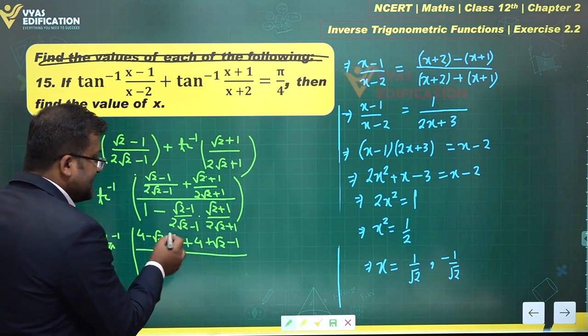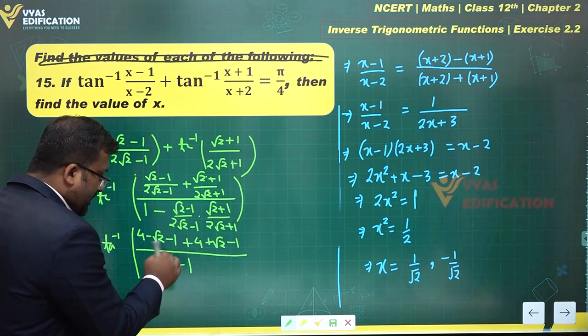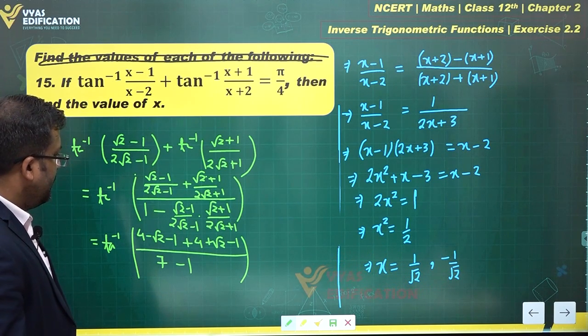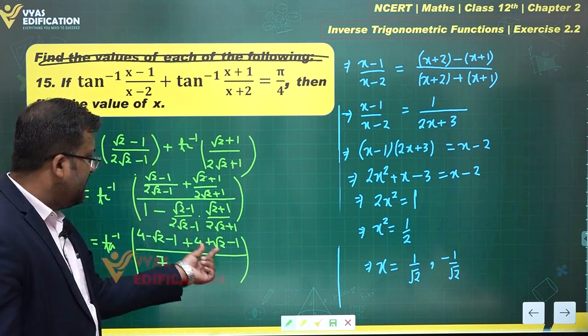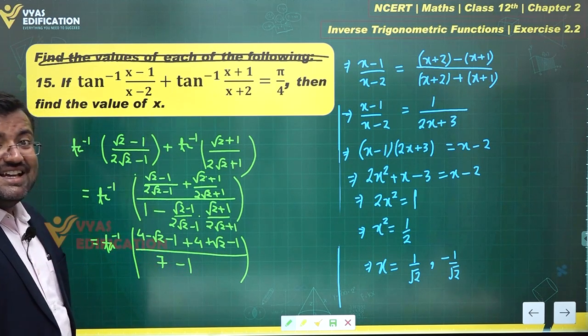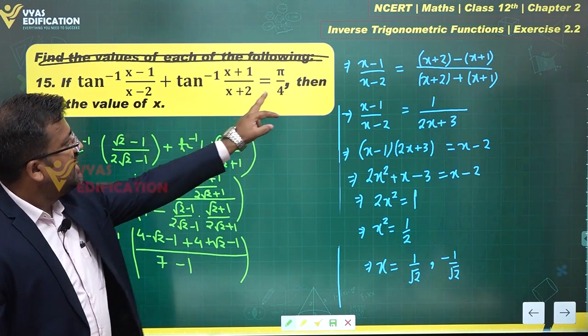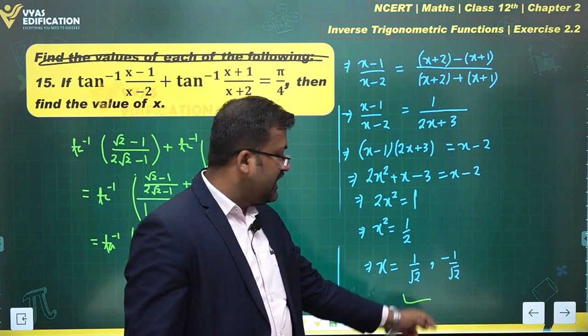Okay, this is 7, this is 1 minus 1 by 7, which becomes 7 minus 1 upon 7. The 7s in the denominators will get cancelled. What else? Root 2 and minus root 2 will get cancelled. What you get is 4 minus 1, which is 6. This is tan inverse 6 upon 6, which is tan inverse 1, which is equal to pi by 4. So this 1 by root 2 is okay.